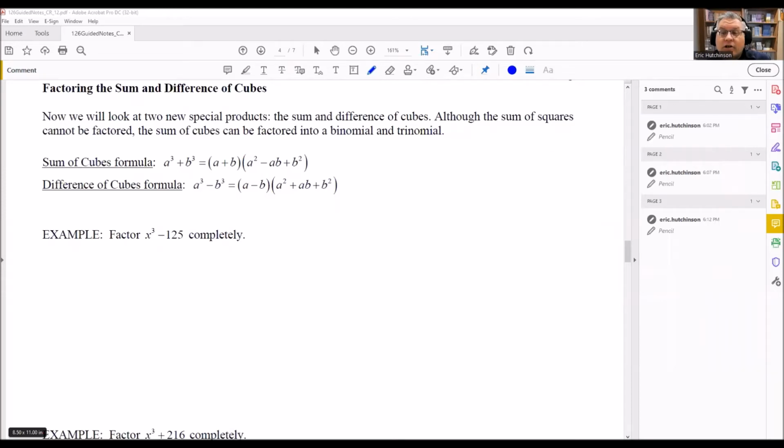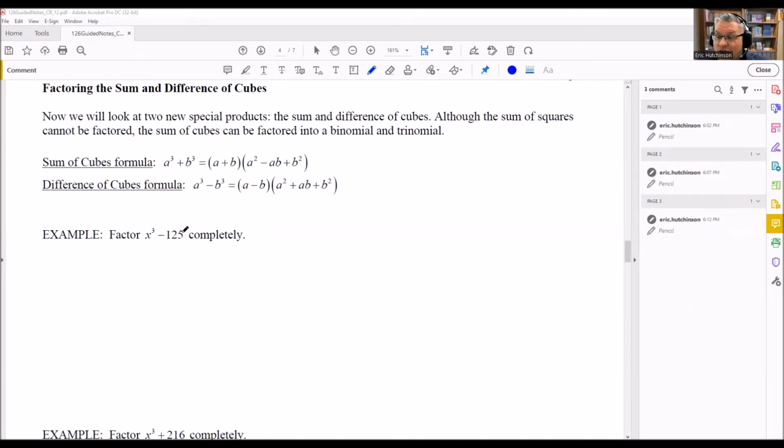We want to factor using the sum and difference of cubes. And so the formulas for both of those are given here. If you've got two things that are either being added or subtracted and they're both cubed, then we can use these two formulas as we see here. So let's go ahead and apply these formulas on this next problem.